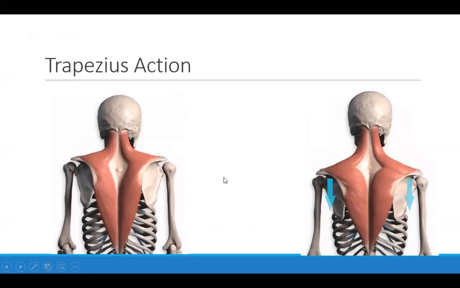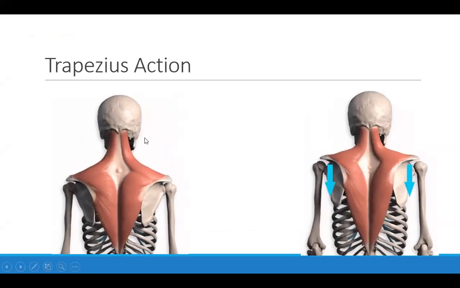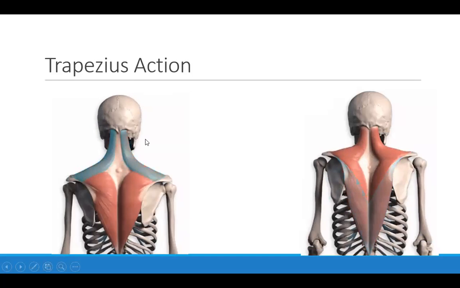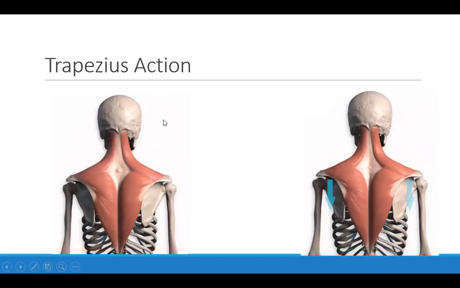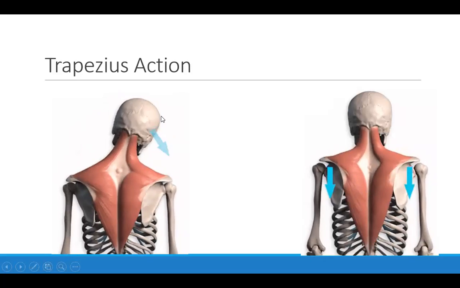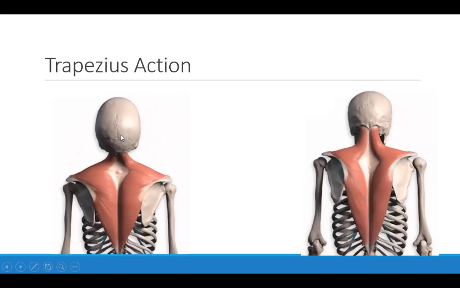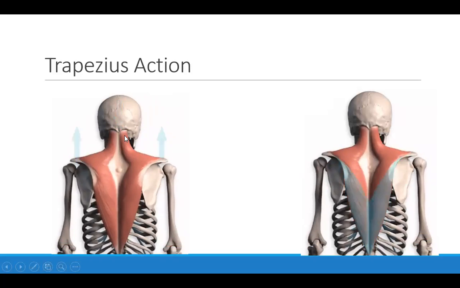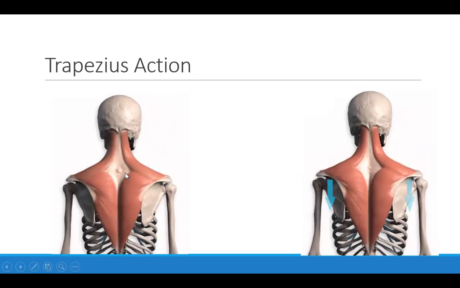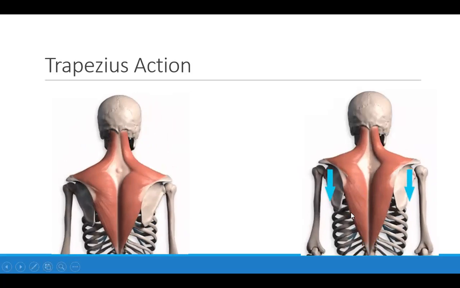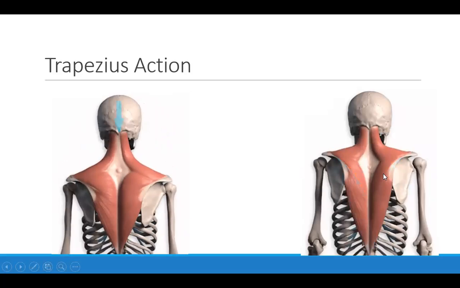Trapezius action: shrugging our shoulders, moving our head back and forth. Not like what the sternocleidomastoid allows, which is to rotate it to the left or right. Here we can move it backwards and forwards or tilt it side to side. That's what the trapezius allows us to do. Or we elevate the scapula over here. Our scapula is going up. We essentially shrug our shoulders.